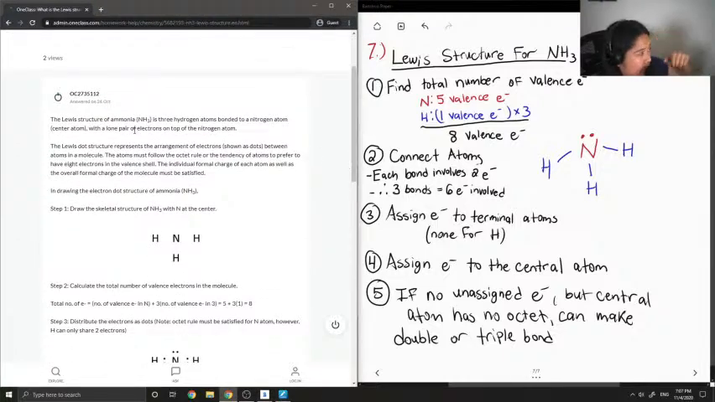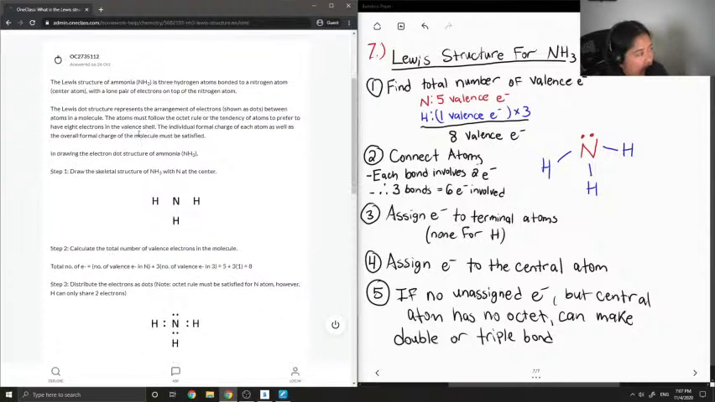The Lewis structure of ammonia, NH3, is 3 hydrogen atoms bonded to a nitrogen atom, which is in the center, with a lone pair of electrons on top of the nitrogen atom. The Lewis dot structure represents the arrangement of electrons, shown as dots, between atoms in a molecule. The atoms must follow the octet rule, or the tendency of atoms to prefer to have 8 electrons in the valence shell. The individual formal charge of each atom, as well as the overall formal charge of the molecule, must be satisfied.